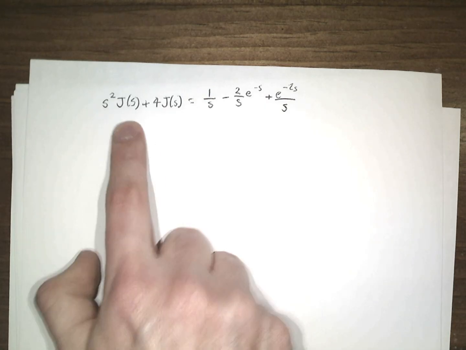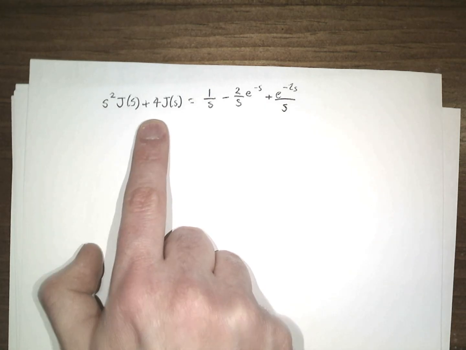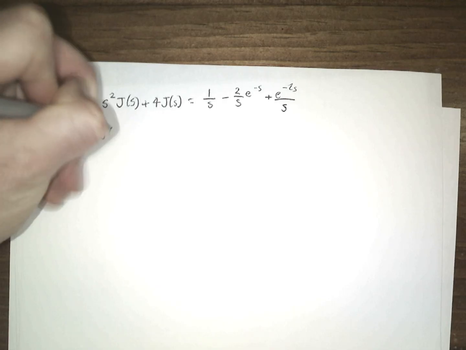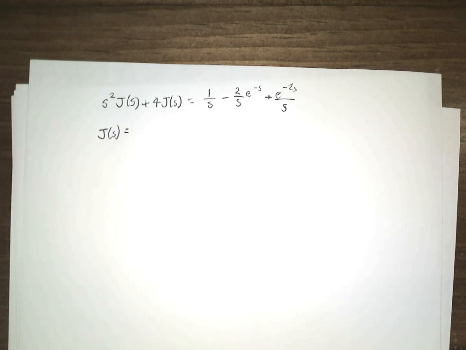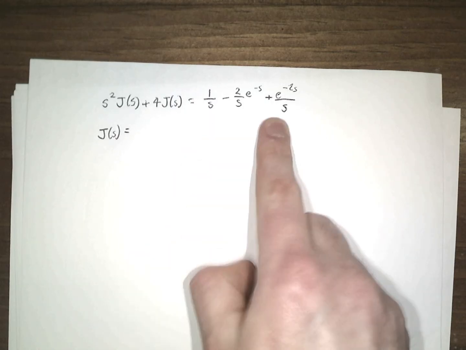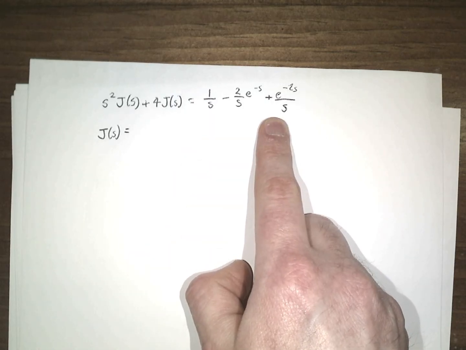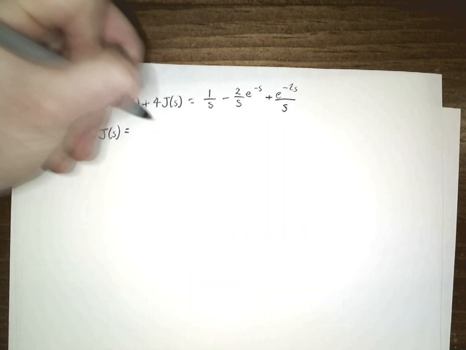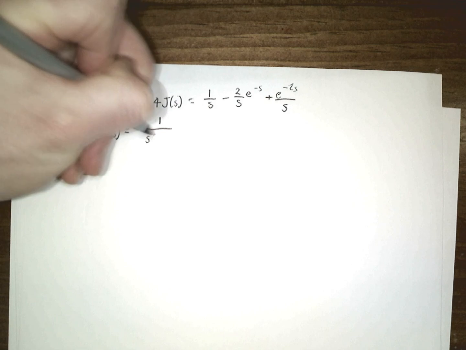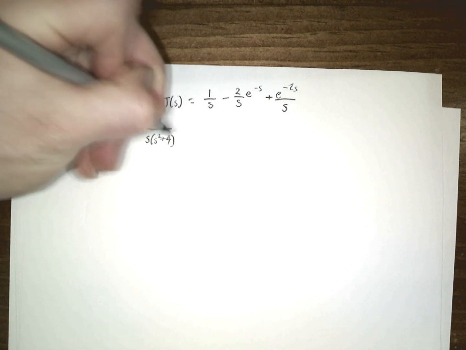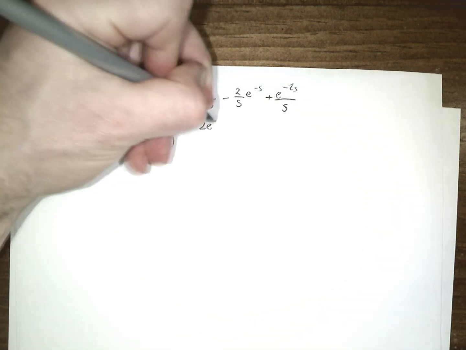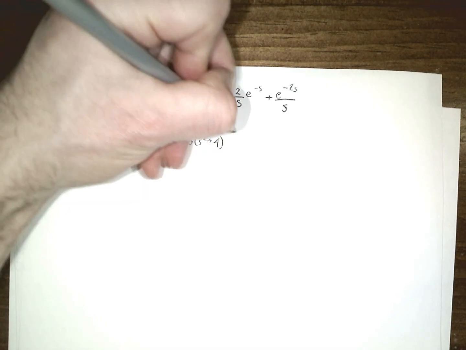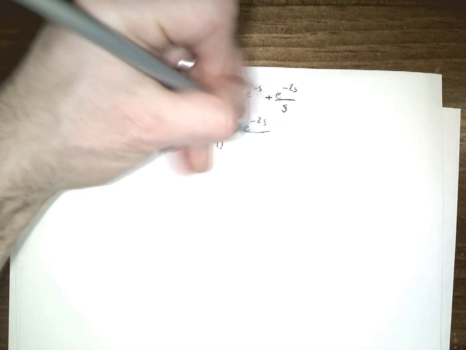Cool. We can factor out the J and divide by s squared plus 4. So J of s is going to be equal to, I'll do it like this first, 1 over s times s squared plus 4 minus 2e to the negative s over s times s squared plus 4. They all have the same denominator, in other words. And then the last term.